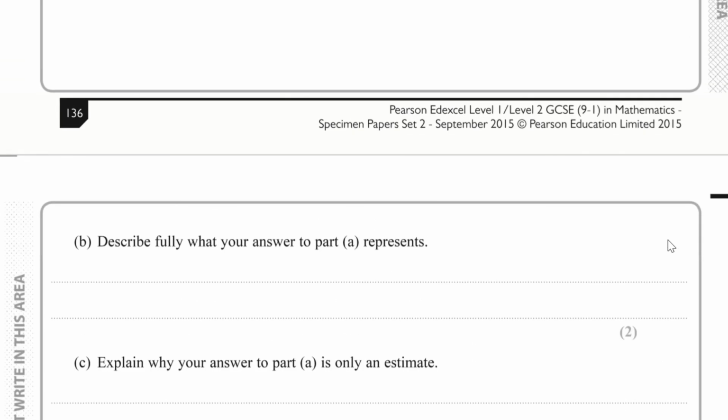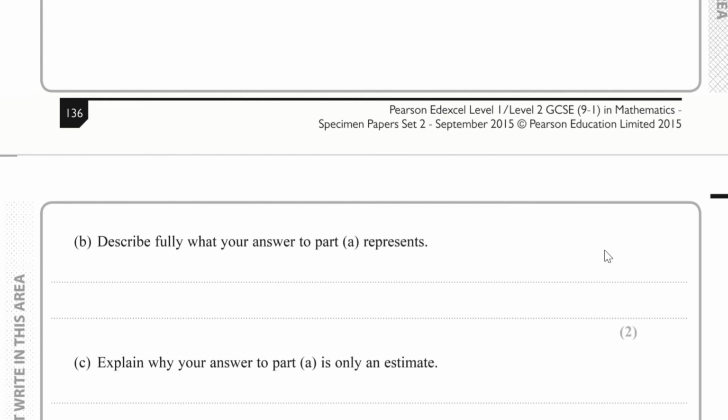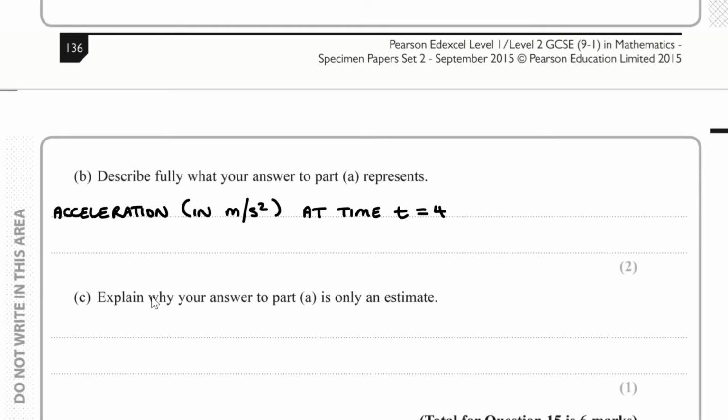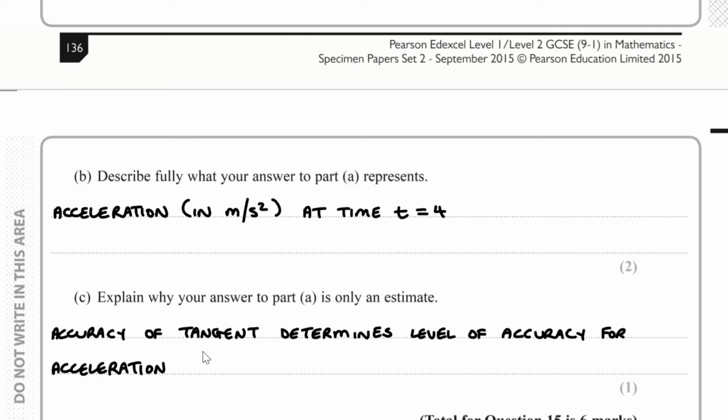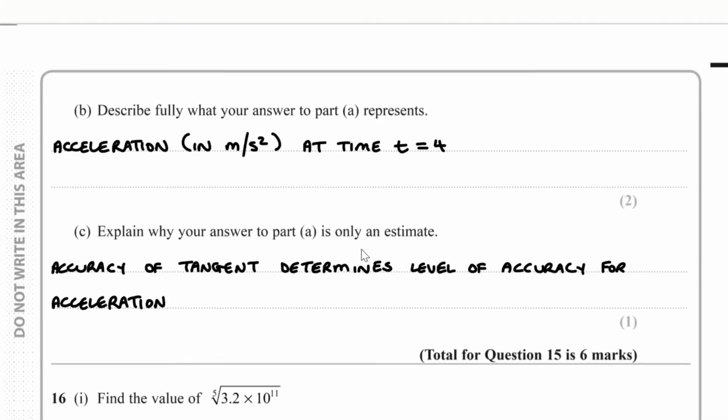And now for part B, describe fully what your answer to part A represents. Well, of course, the gradient here will represent the acceleration at time t equals 4, because the gradient of a speed time graph is the acceleration. So we've got the acceleration in meters per second squared at time t equals 4. And now for part C, explain why your answer to part A is only an estimate. So the accuracy of the tangent, and the tangent of course is what we've just drawn in red, at the time t equals 4, determines the level of accuracy for acceleration. So that's why it's only an estimate.